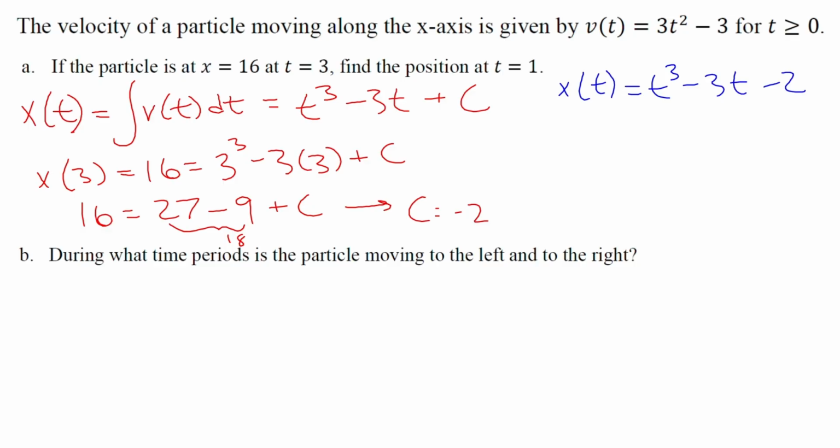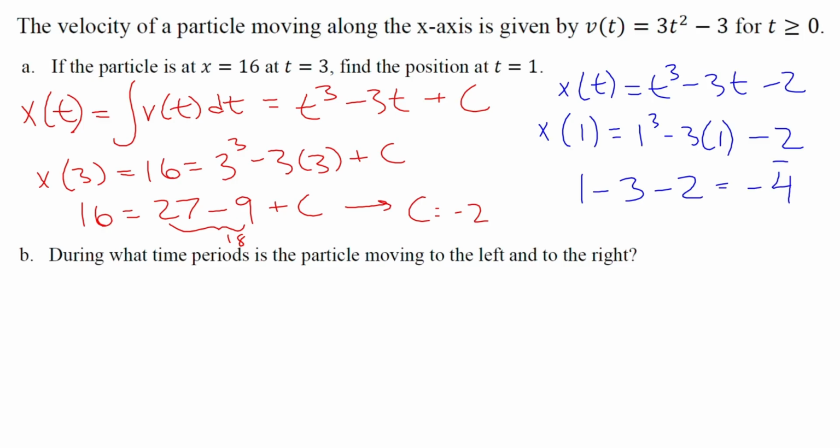And in order to find the position at 1, we just need to plug in 1. 1 cubed minus 3 times 1 minus 2. 1 cubed is 1. 3 times 1 is 3. We have 1 minus 3 minus 2, which is a position of negative 4.